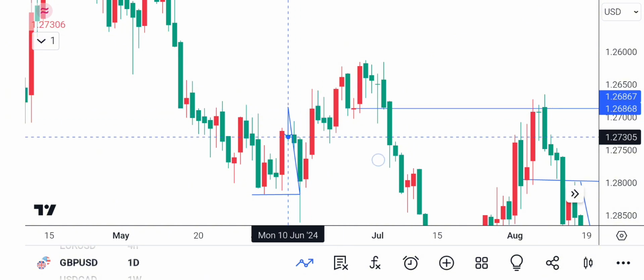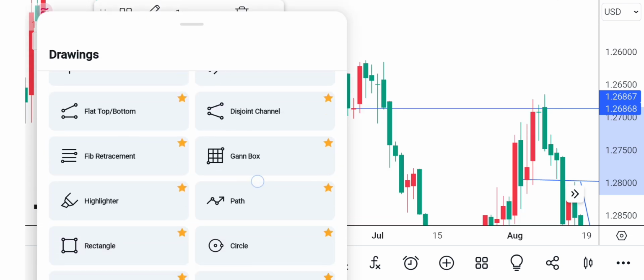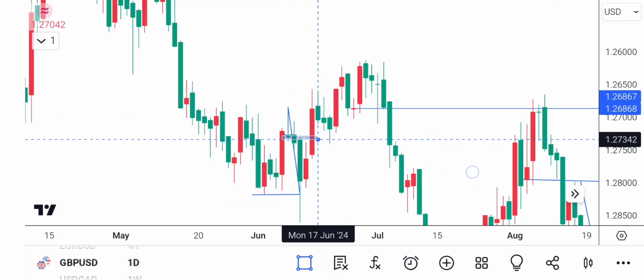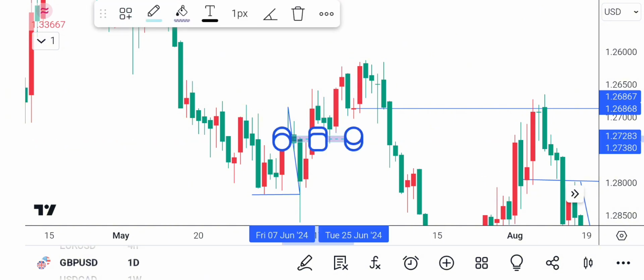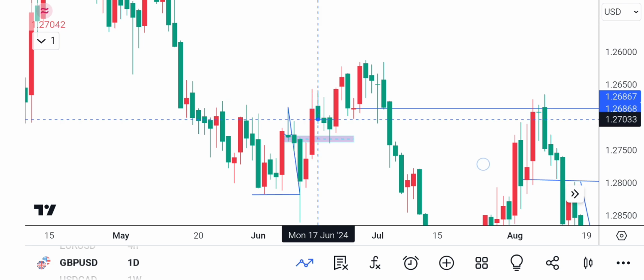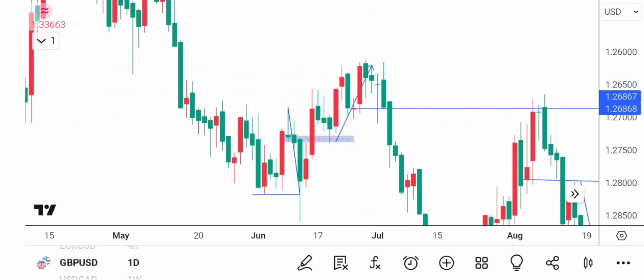Now we pay attention to the last green candle that was formed here. We extend that last green candle across. This green candle here, extend it across. See how price came to that candle and then bought off. See, it bought off from here. So that is our bullish breaker block.